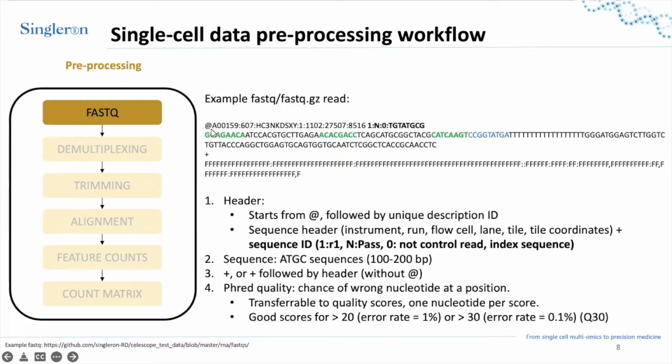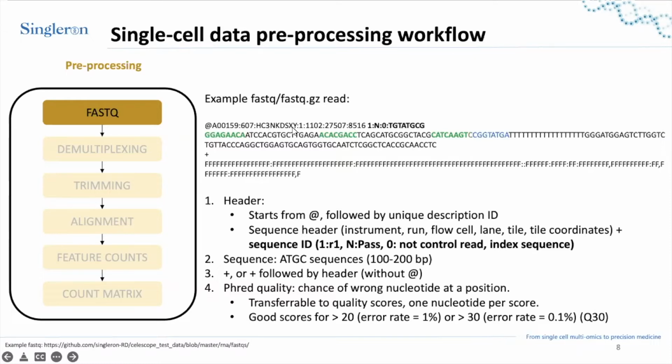And the first line is the header line. It starts with this @ sign, followed by the unique description ID, where there are 2 parts of the unique description ID. The first part is the instrument. Here is A00159, followed by the run number. The run ID is 607.